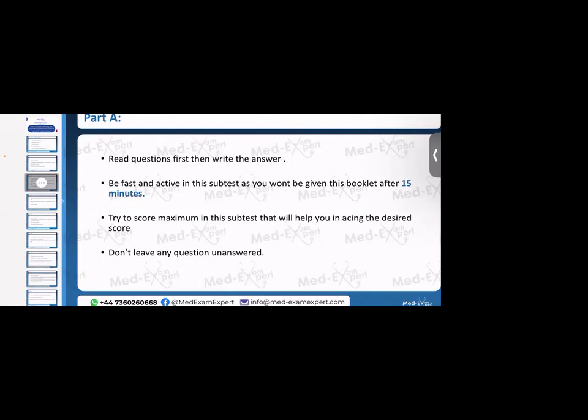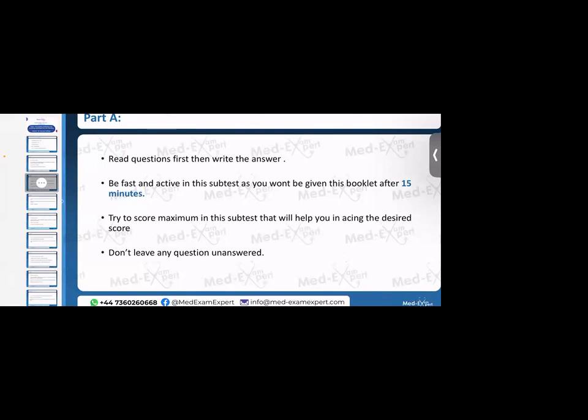They think that they will have a full, complete 60 minutes for solving the reading subtest, but it is not correct. So try to solve part A in the first 15 minutes, and then part B and part C will be solved in 45 minutes. And there is also a trick: for part B, you should invest 15 or 20 minutes, and for part C, please make around 30 or 35 minutes, because it is the most difficult and a very lengthy subtest to solve. So try to score maximum in this subtest. That will help you in achieving the desired score.